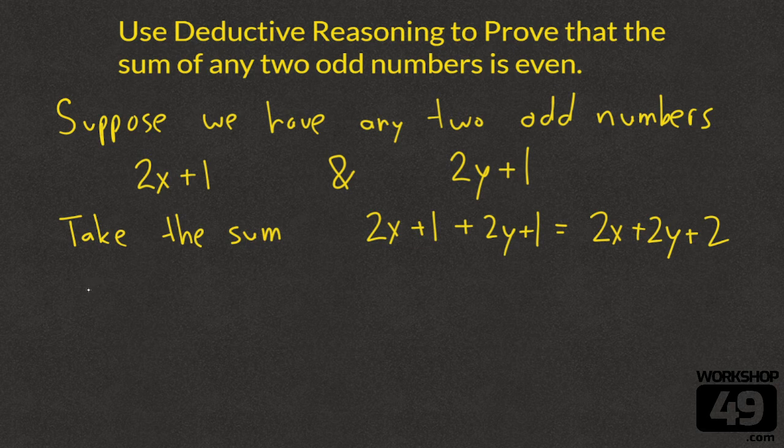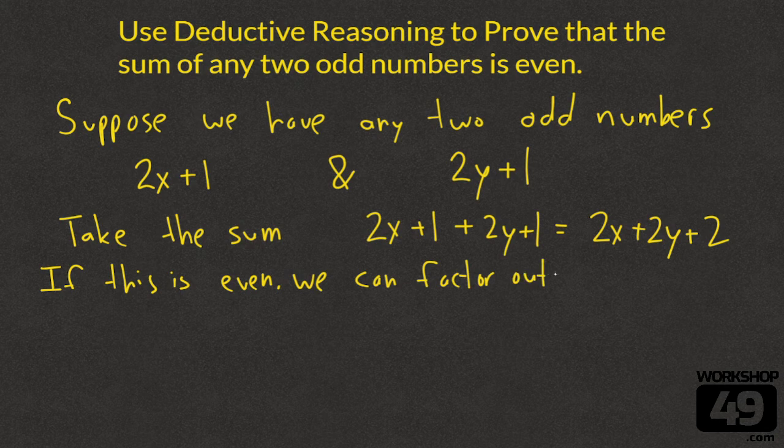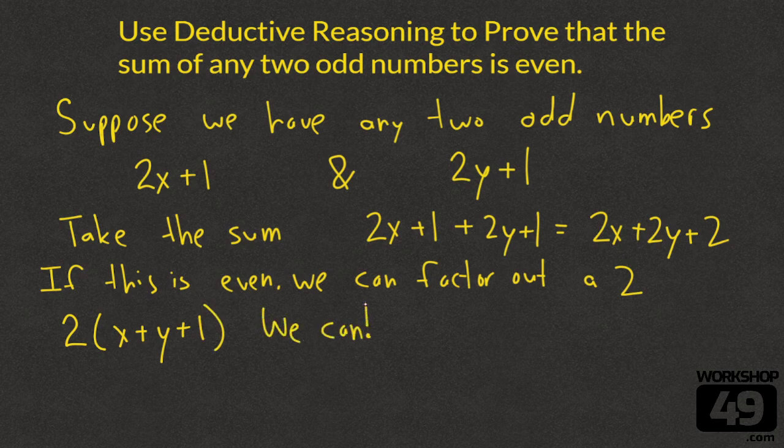If you understood the first example, you should be giggling right now, because in order to prove this is even, I hope that you remember, if this is even, we can factor out a 2. When you look at this, 2x plus 2y plus 2, can we factor out a 2? Yes, we can. 2 times x plus y plus 1. We factored out that 2. We can! Exclamation mark.